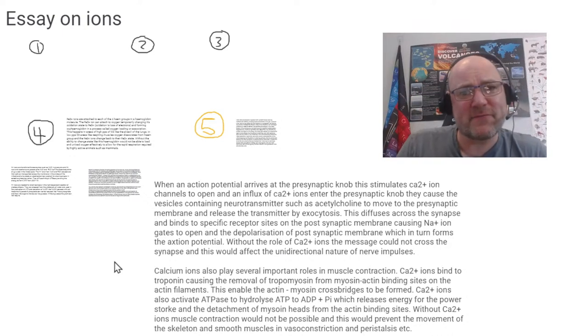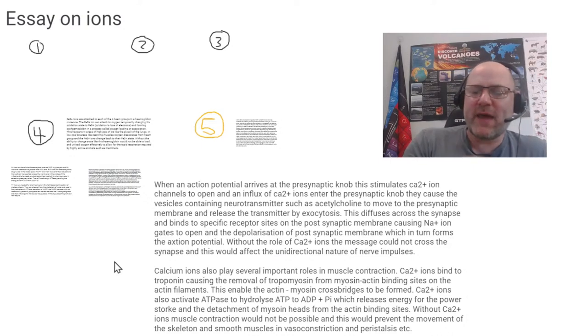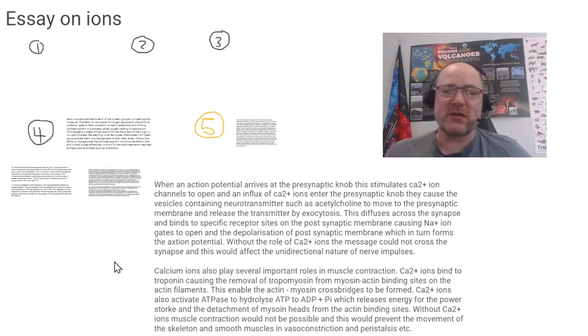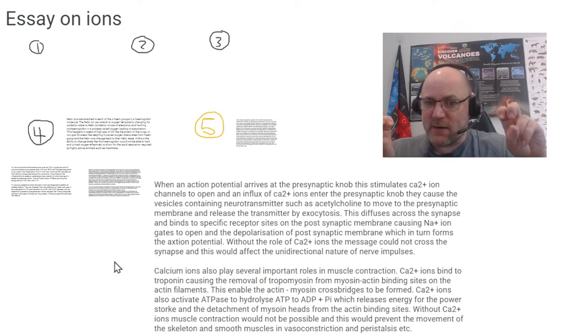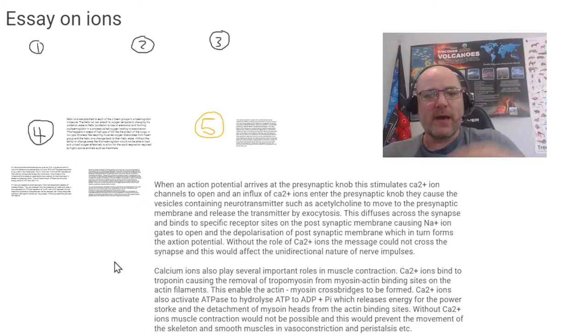It is in a slightly different topic because it's in transmission of the impulse across the synapse, but I don't want the examiner to think I'm just talking about the nervous system all the time. So when the action potential arrives at the presynaptic knob, A-level content, guys, don't just call it the end of the neuron. When it arrives at the presynaptic knob, it stimulates calcium ion channels to open and an influx of calcium ions to enter the presynaptic knob.